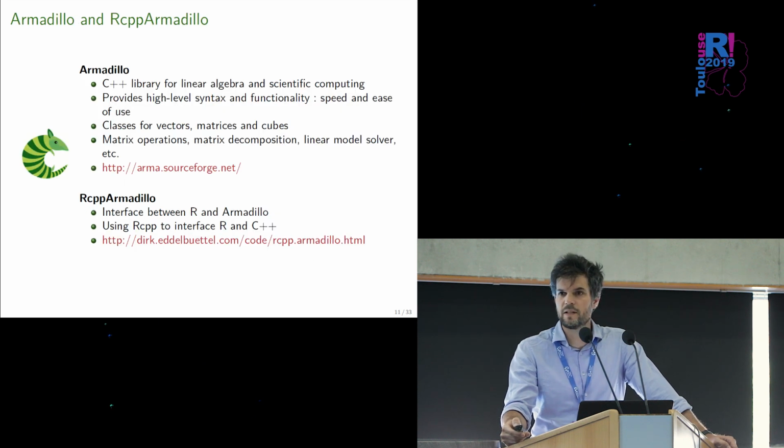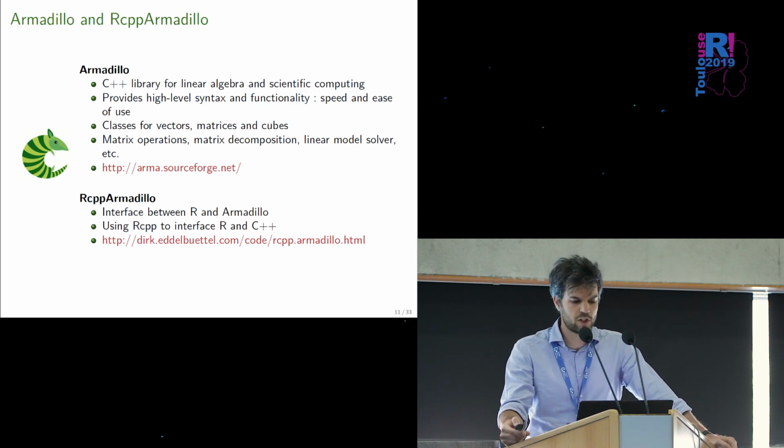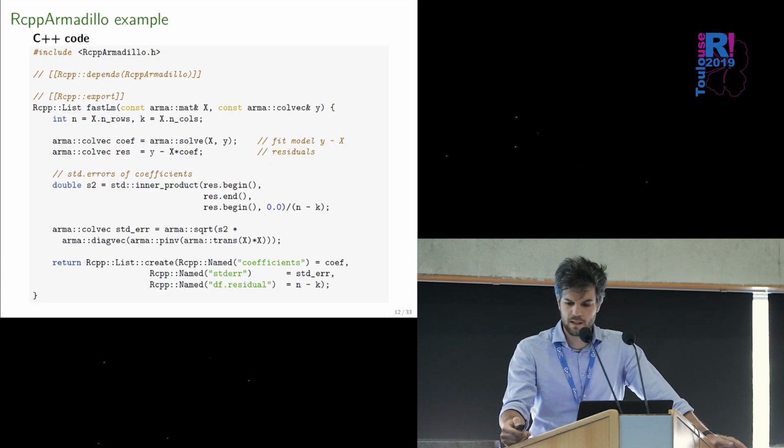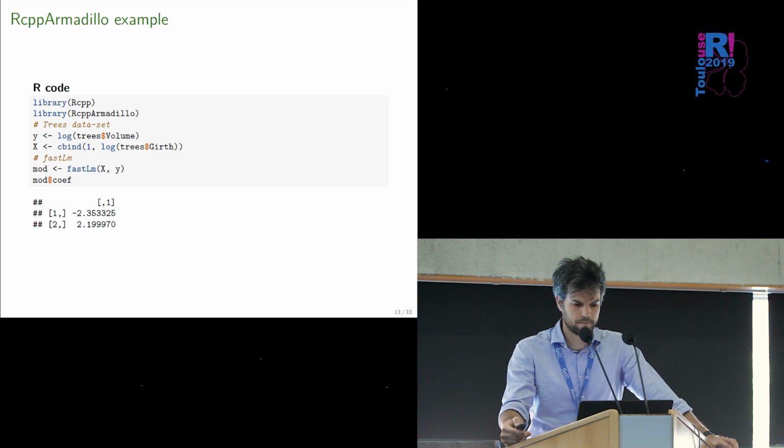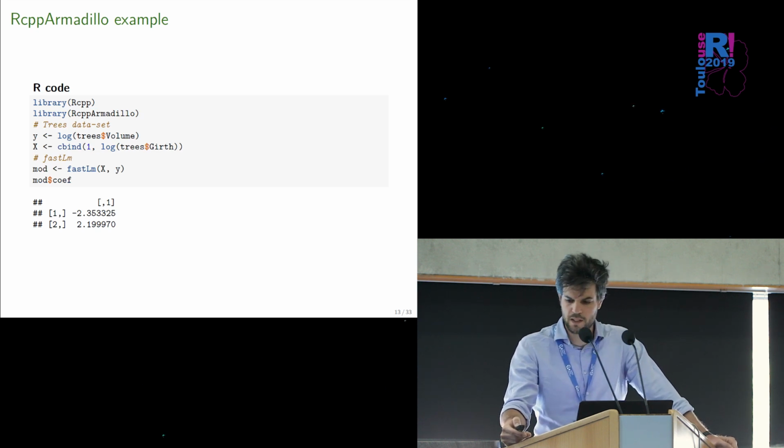Then there is also the RcppArmadillo package. Armadillo is a C++ library for linear algebra and scientific computing, and it performs efficient matrix operations. And RcppArmadillo makes the interface between R and Armadillo. So this is an example of a linear regression model fitted thanks to RcppArmadillo. Again, you just have to include the headers and write your own function, and you can use it in your R session.